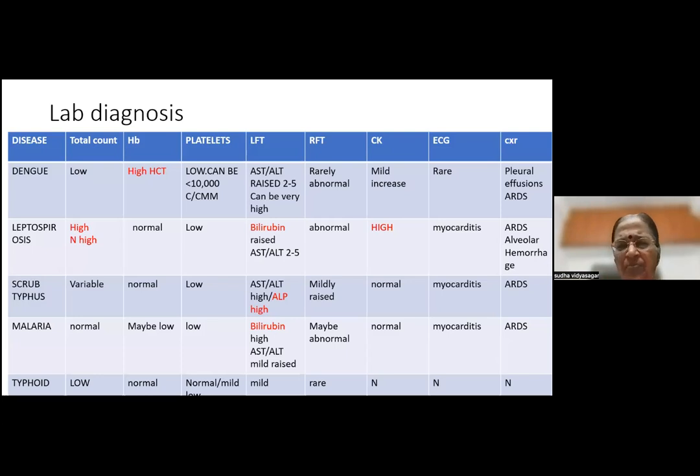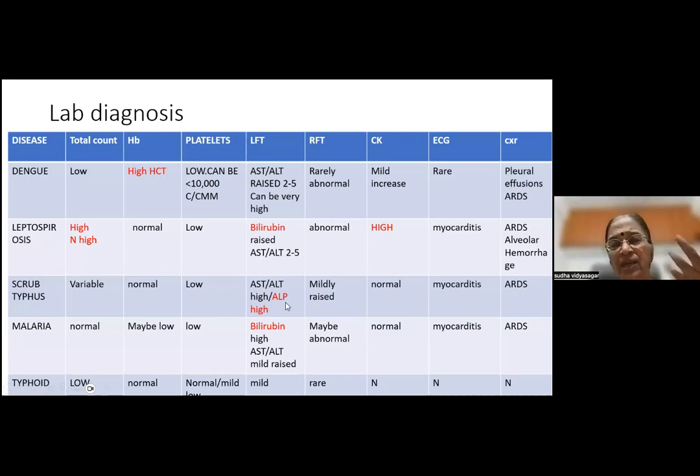Now, this is a chart I prepared for other things, but I just want you to concentrate on the LFT here. In dengue, AST-ALT can be raised 2 to 5 times. I have seen even a dengue encephalopathy. Sometimes it can be very high. In leptospirosis, the bilirubinemia is more impressive. In dengue, bilirubin is not much.